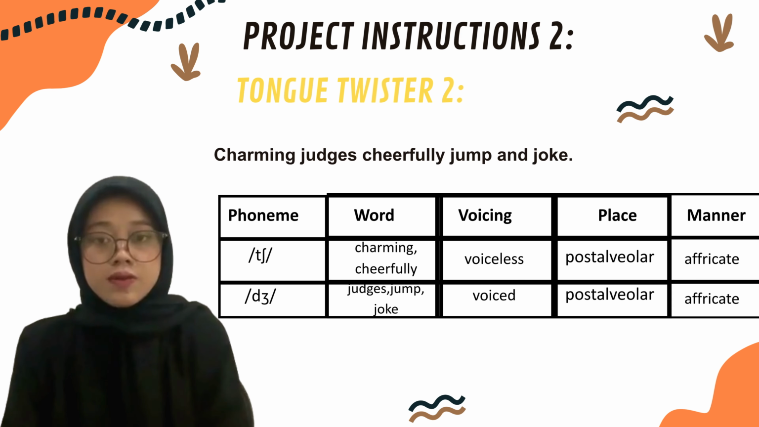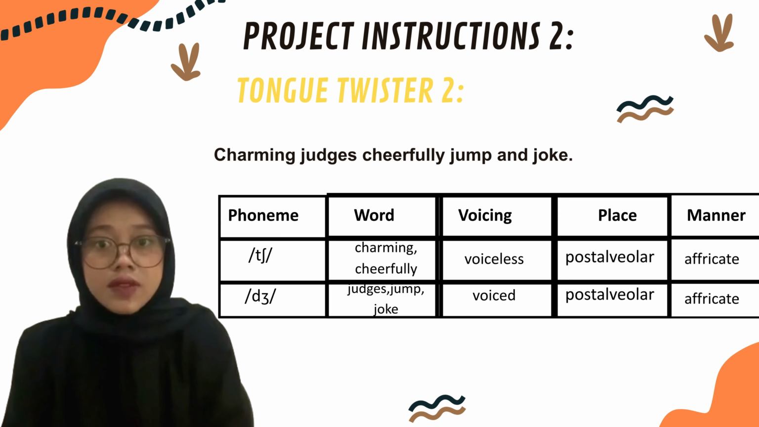Tongue twister 2. Charming judges cheerfully jump and joke. Phoneme ch: the word charming. Voicing: voiceless. Place of articulation: postalveolar. Manner of articulation: affricate. Phoneme j: the words judges, joke, and jump. Voicing: voiced. Place of articulation: postalveolar. And the last, manner of articulation: affricate.